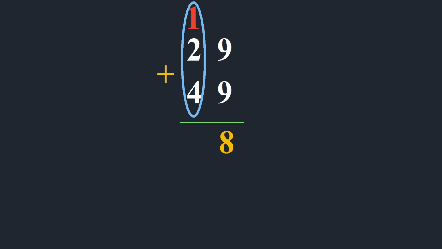Now we add the numbers in the tens place. 1 plus 2 equals 3. We need to add 4 more, which gives us 7, right? 7 in the tens place.